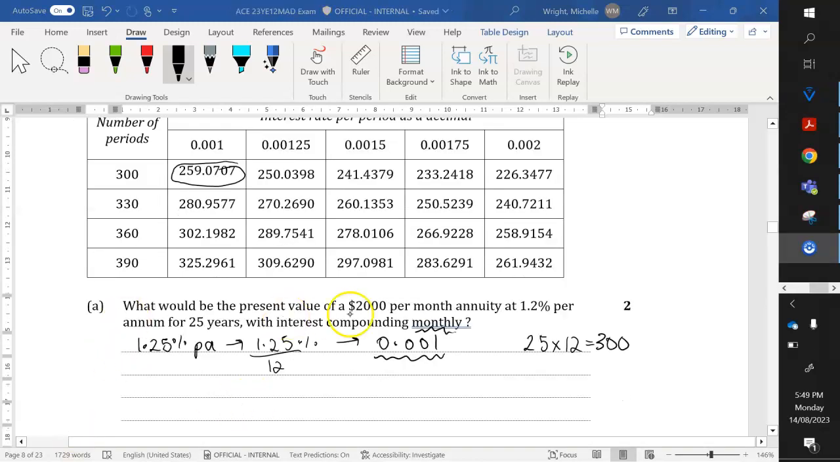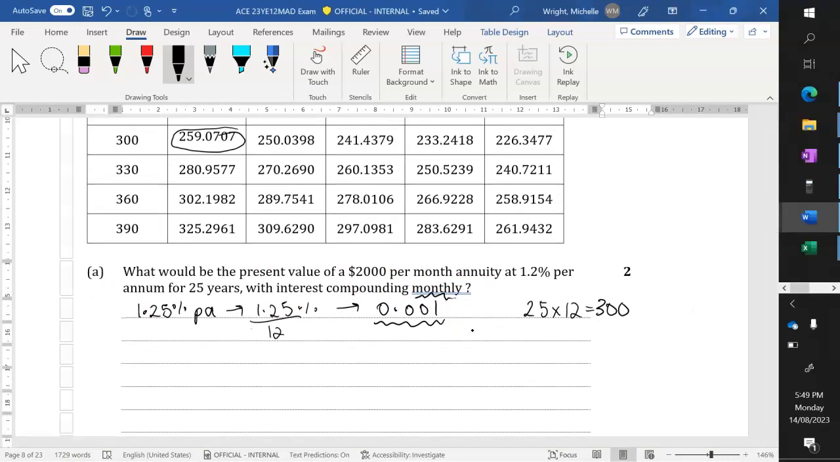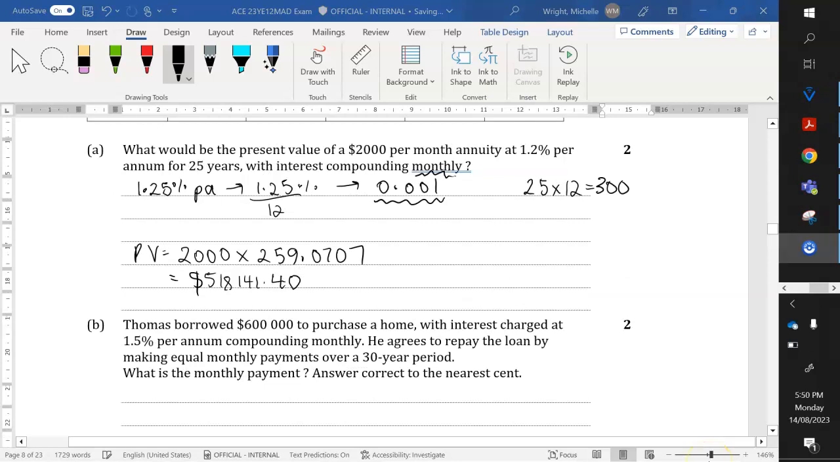So what the $2,000 per month annuity means is you're popping $2,000 in each month. So what would be the present value? The present value is going to be $2,000 times the rate that you've got up the top. And that gave us $518,141.40. That's the present value, or the amount that you would need to have that would equal you putting that money in the bank over those 25 years.